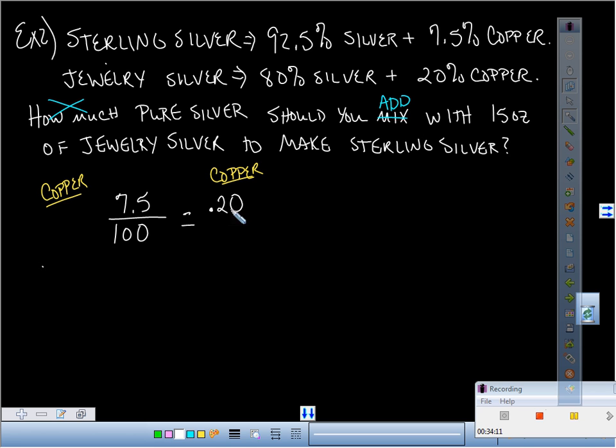That's exactly right. Because some kids will look at that 0.2 and they won't know where I got it. But if they look at that 0.20, they'll go, oh, she got it right there. That's 20%. Move your decimal point 2 places to the left. 20% of what? Of how much? 15 ounces. How much copper do I have? 20% of 15 ounces.